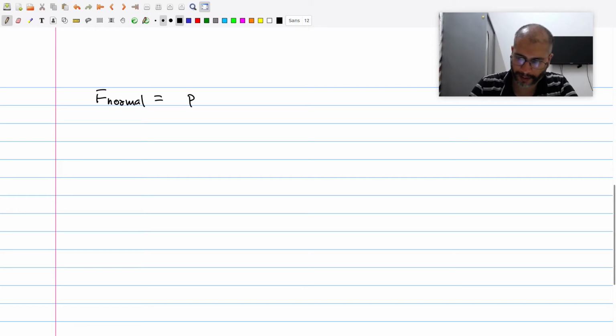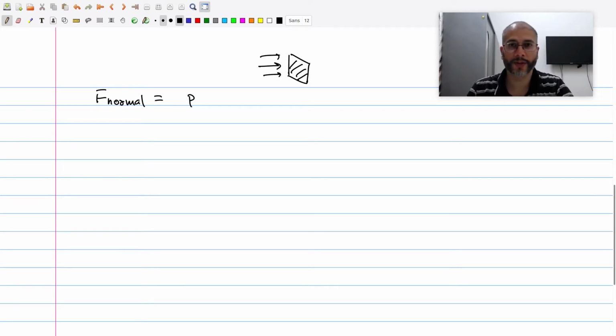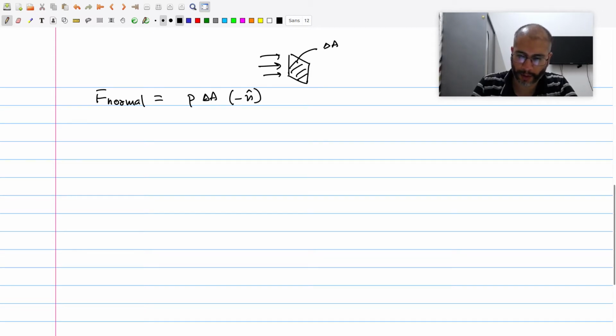So if you have, let's say, the windshield of the car, the force on this surface because of the air blowing across it is due to the pressure. It's a normal force: pressure times the area delta A of this surface. The direction will be minus n hat. If n hat is the outward normal, then the direction of this force is going to be opposite to the normal because the flow is going opposite to the normal direction. So that's minus n hat. That's a normal force. And the other kind of force that we have is the shear force.